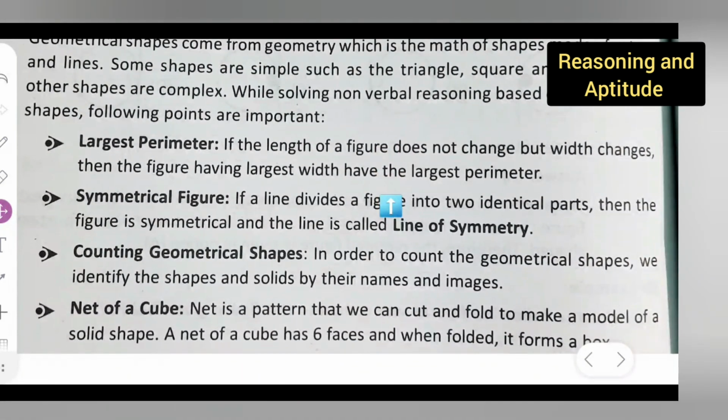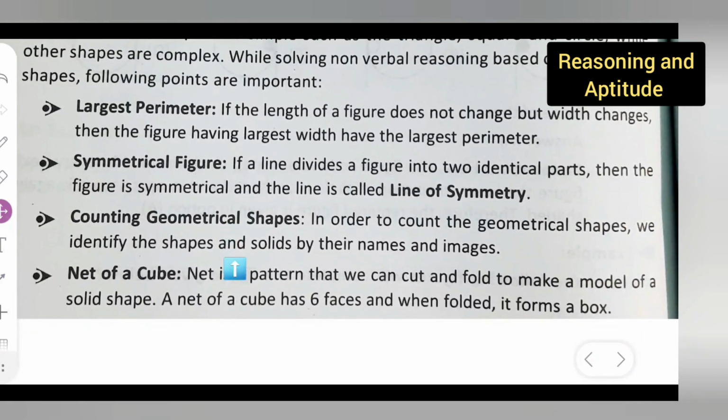Next, moving further, there are four: largest perimeter, symmetrical figure, counting geometrical shapes, and net of a cube. So let us see what the largest perimeter part is. If the length of a figure does not change but the width changes, then the figure having the largest width has the largest perimeter. The second point says that under symmetrical figure, if a line divides a figure into two identical parts, then the figure is symmetrical and the line is called the line of symmetry.